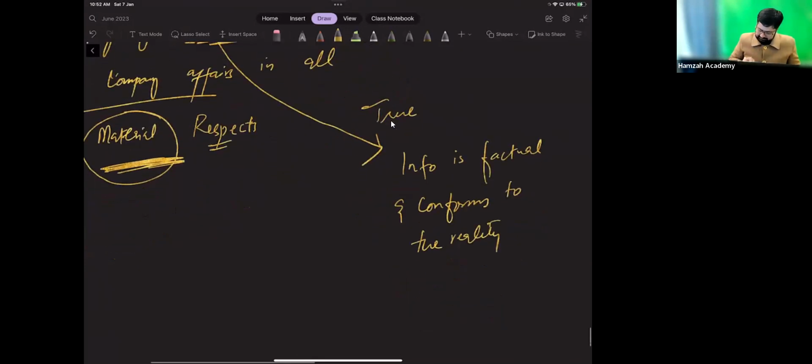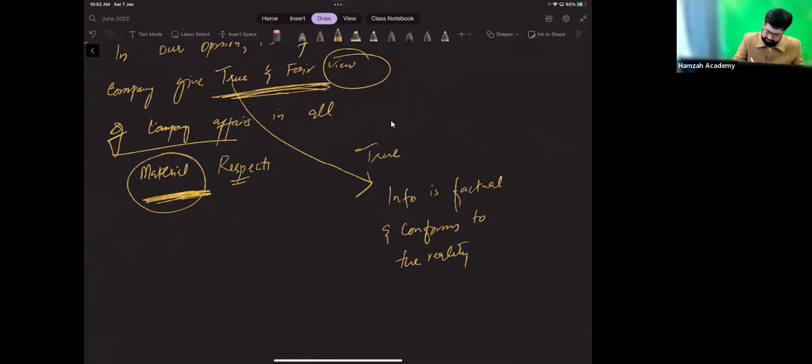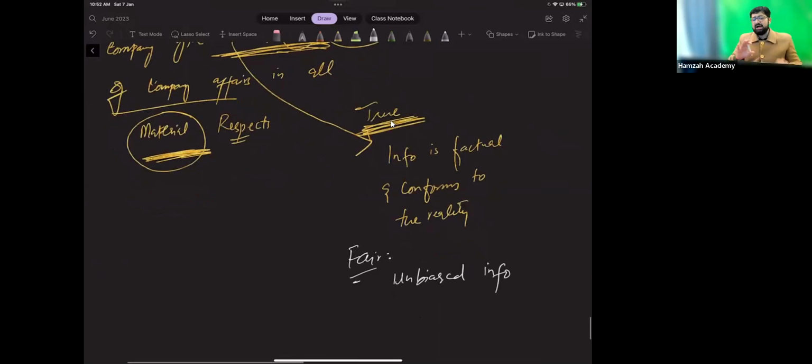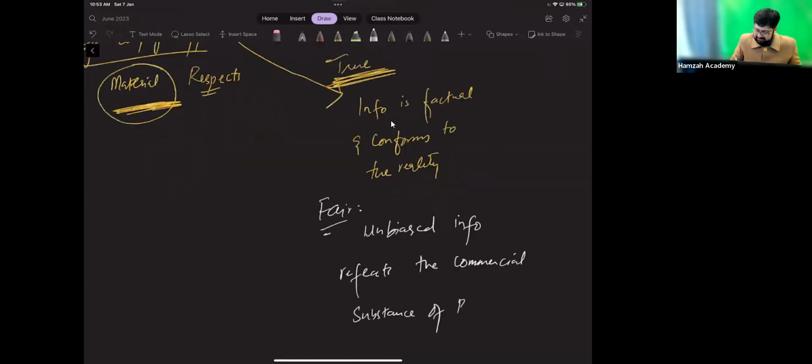Now, next. True, fair. Fair: information is unbiased, and reflects the commercial substance of business transactions. Note it down, I will explain. Very easy it is. Commercial substance.